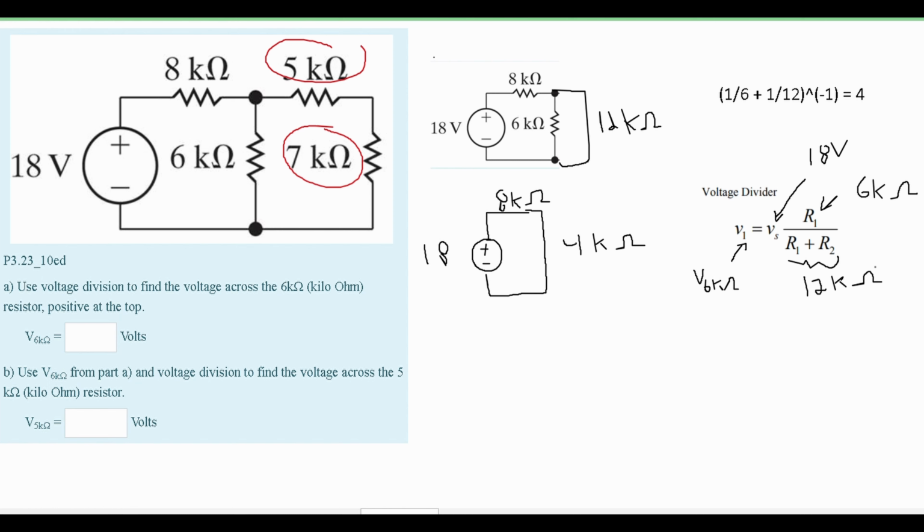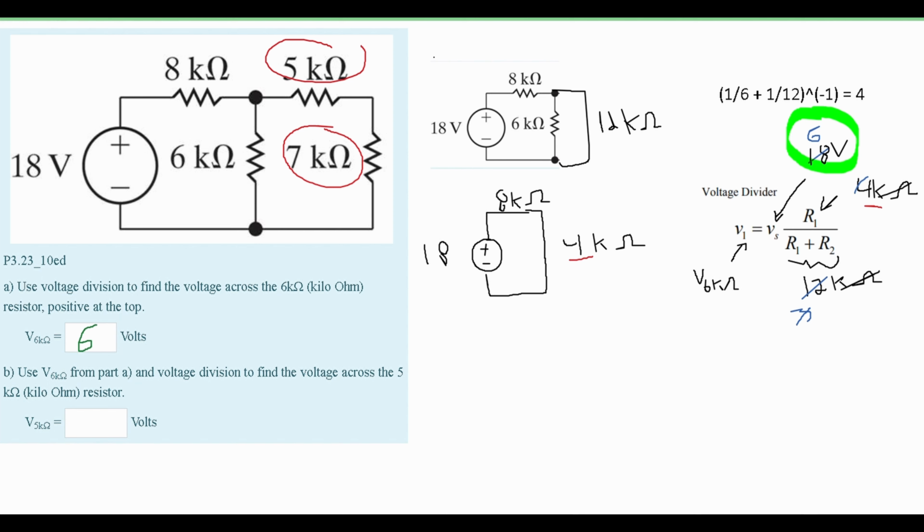From here we can cancel out the 12 kilo ohms, and before putting this into a calculator, I realize I made a mistake right here. This should not be 6 kilo ohms, this should actually be 4 kilo ohms, because our R1 is right here. I was accidentally looking at this one up here. My apologies. But once we have all those, we can just look at this and cancel out our 4 with this 12. We're going to get a 3 down here. We'll cancel out this 3 with our 18, and that leaves us with 6 volts. So 6 is our answer for part A.